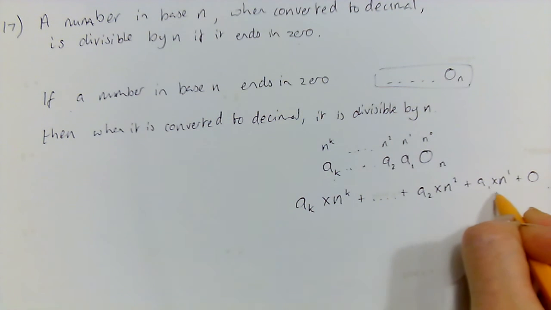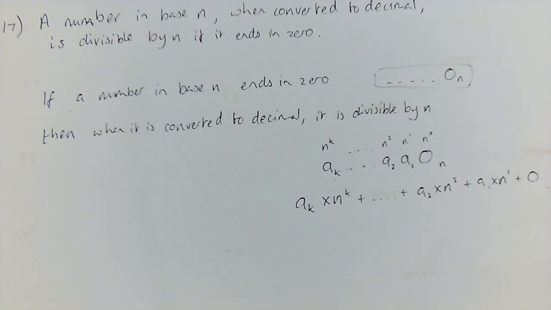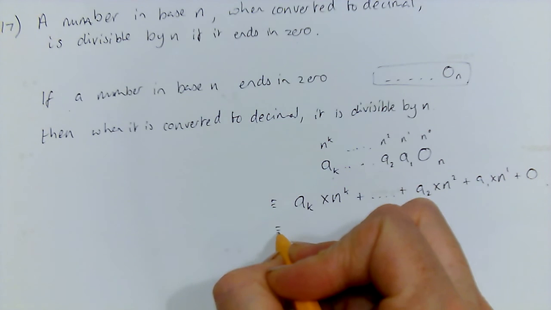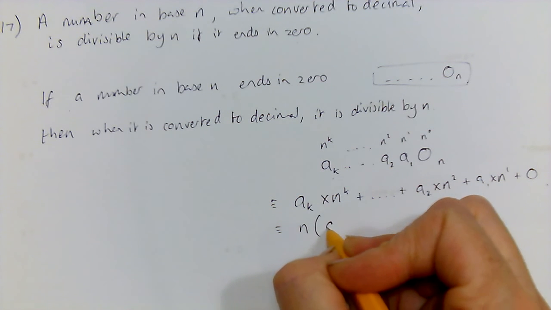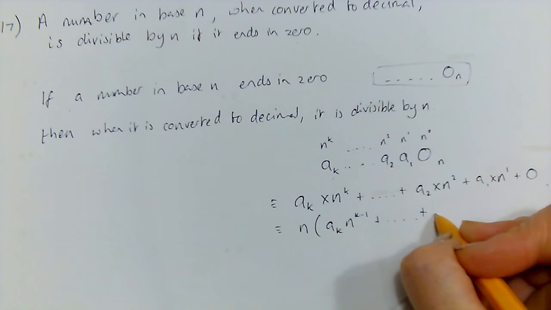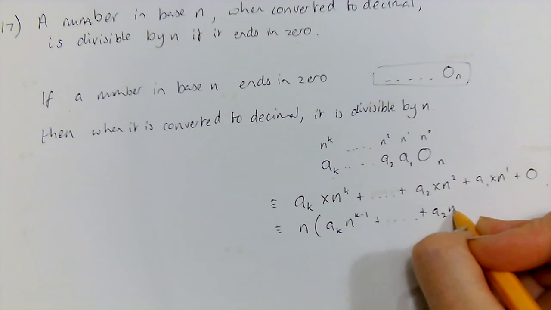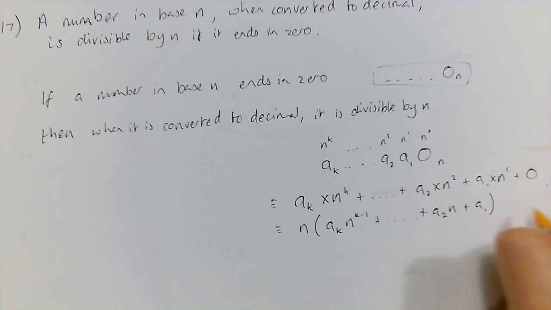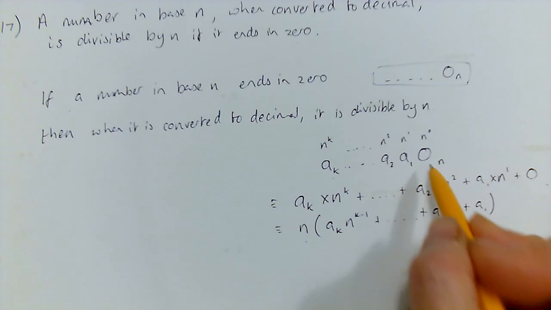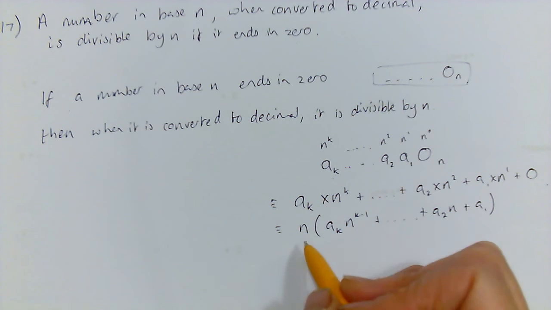Okay, so now hopefully you can spot there's an n in every term there. So I can take out n and I'd have AK times n to the k minus 1, down to A2 times n plus A1. And so we've now shown that because we have a product here with n as a factor, the original number in decimal is divisible by n.